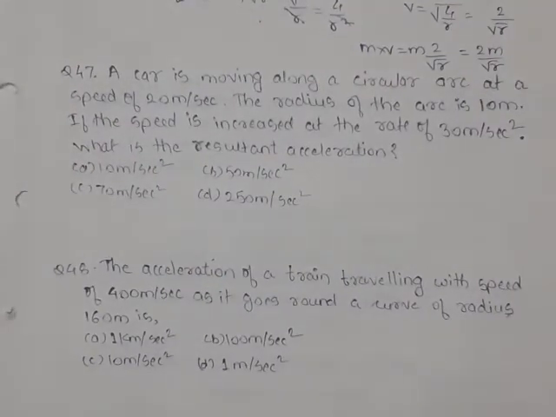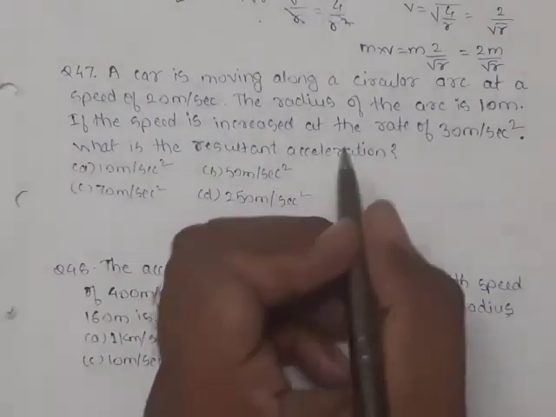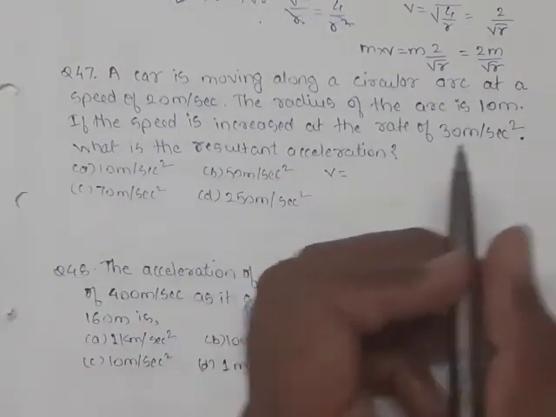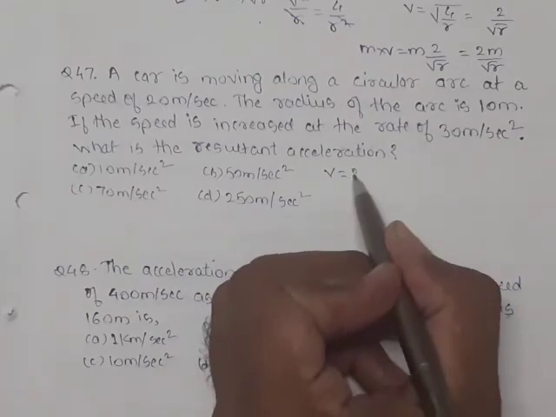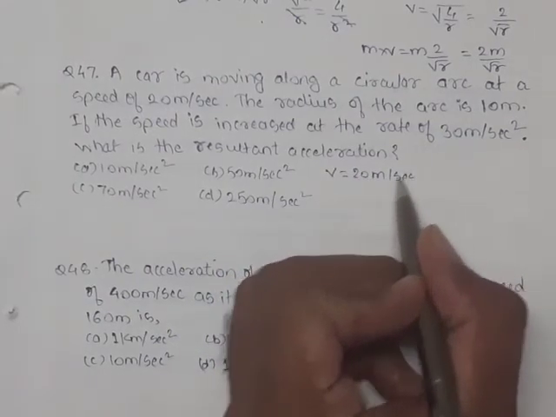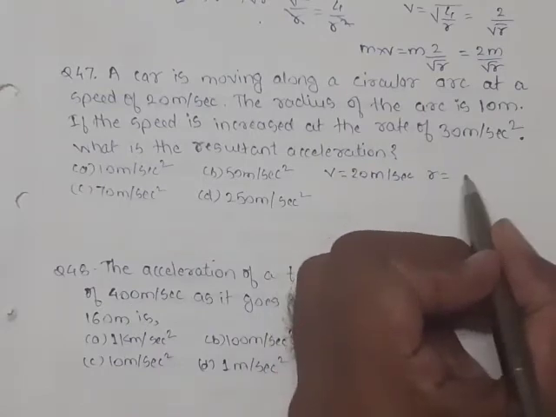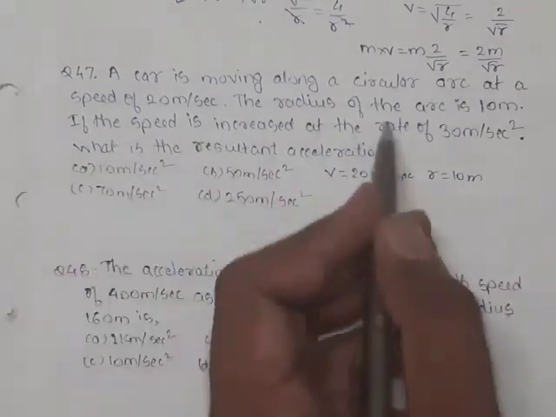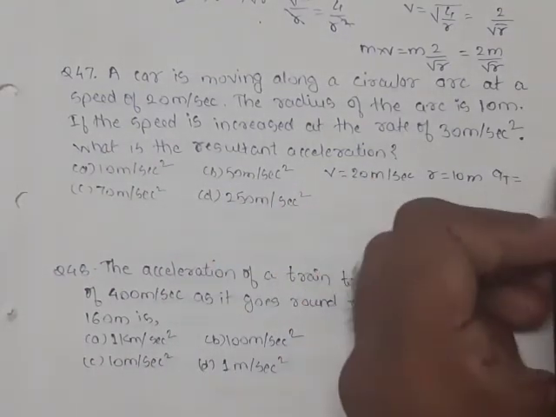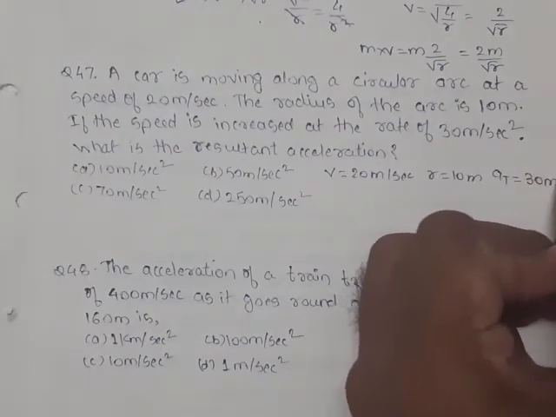Question 47. A car is moving along a circular arc at a speed of 20 meter per second. Radius of the arc is 10 meter. If the speed is increased at a rate of 30 meter per second square, what is the resultant acceleration? So here v is given. The value of v is 20 meter per second. R is given, 10 meter. Then the rate of change of speed is given, so the value of AT is 30 meter per second square.